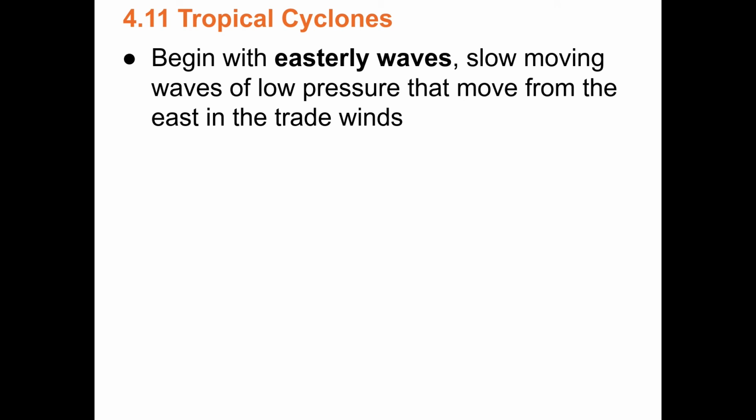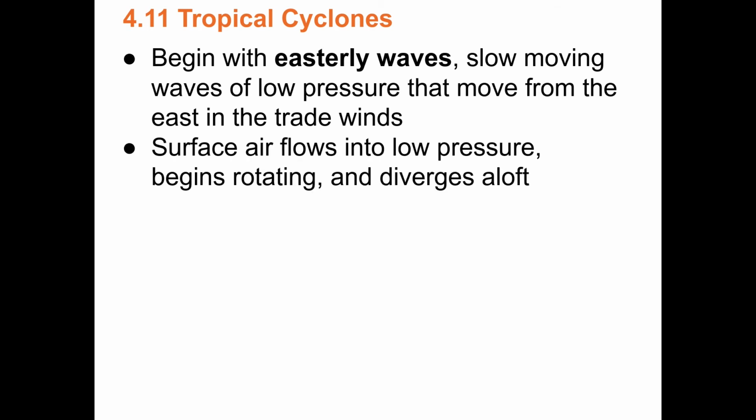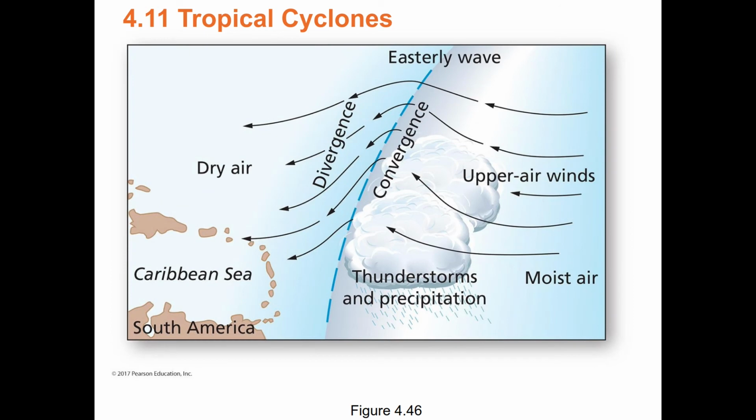Tropical cyclones begin with easterly waves, these slow-moving waves of low pressure that move from the east to the west, embedded in the trade winds close to the equator. If conditions are right, you'll get low pressure developing at the surface. The whole system starts rotating and getting more organized, and then that positive feedback loop will take over. The rising air acts as a chimney, which pulls in more warm, moist air.